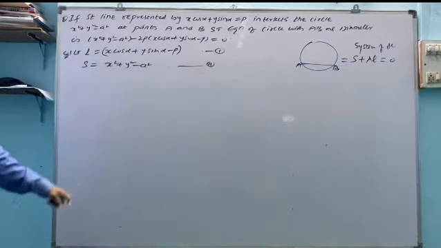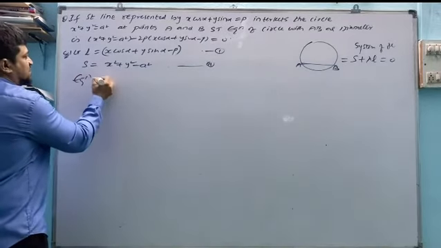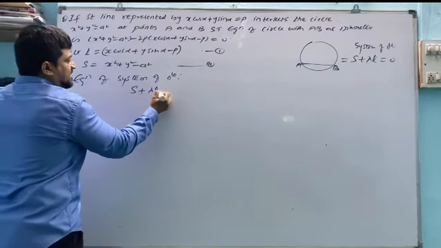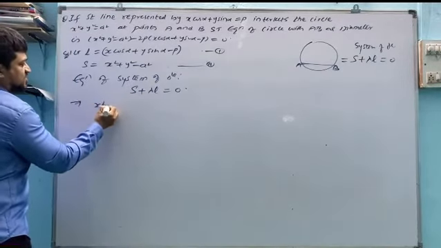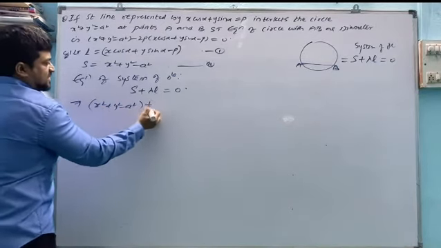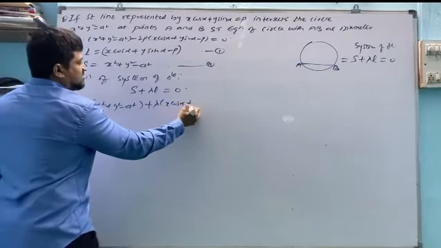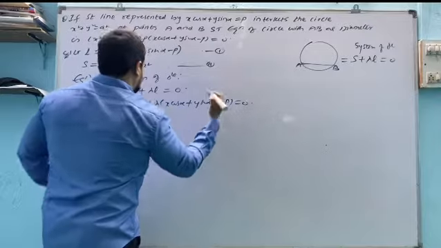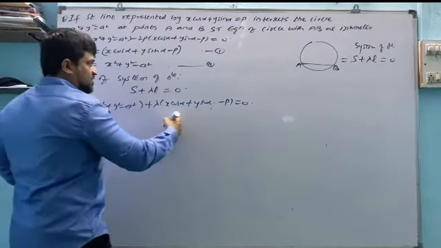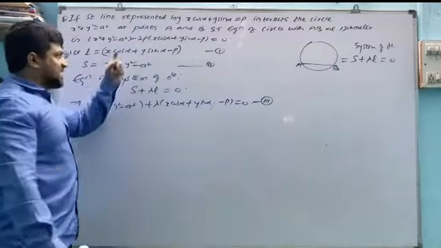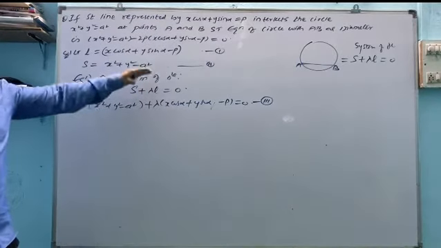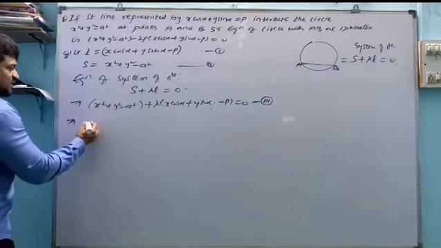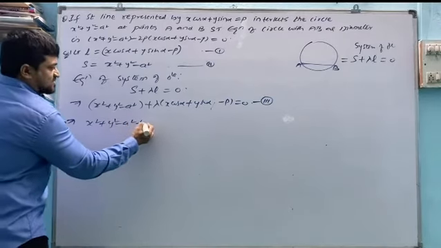Now once we have L and S, we have to write the equation of the system of circles. The equation of the system of circles is S plus lambda L equals 0. S is x square plus y square minus a square, plus lambda into the L value: x cos alpha plus y sin alpha minus b equals 0. This is equation number 3. From the line and circle we can form S plus lambda L by seeing this. Whenever L is given and S is given, you have to find the value. Then simplify this and find g and f from these values.